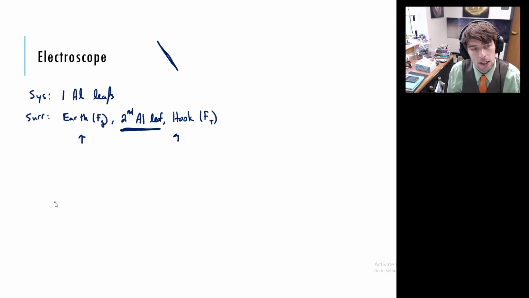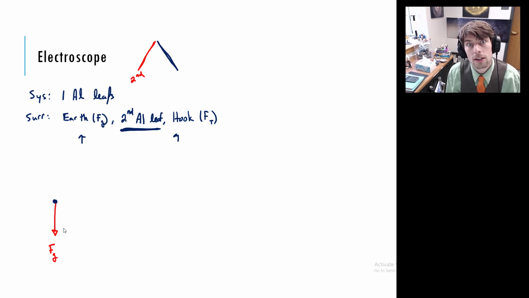So let's do a free body diagram of our system. And what direction will the gravitational force be acting on our system? Yeah, good. That's going to be acting down towards the ground. So I'll put Fg here. How about the interaction between the first aluminum leaf, which I've drawn in purple, and the other aluminum leaf? I'll draw that in red. So that's the second one.